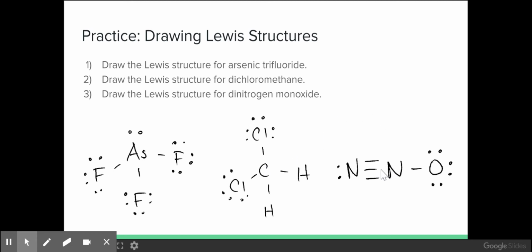Dinitrogen monoxide. We get a Lewis structure in which we have nitrogen as our central atom, and we should have at least 8 electrons around our oxygen and 8 electrons around our nitrogen as well. You can draw several resonance structures for this molecule. And again, why is nitrogen in the middle? It has the lowest electronegativity, so one of those nitrogen atoms needs to be in the center of this molecule. And oxygen in the middle would not be the most stable conformation of this molecule.